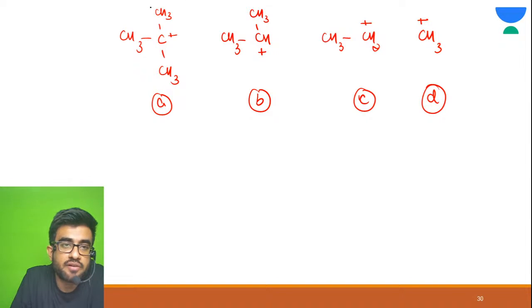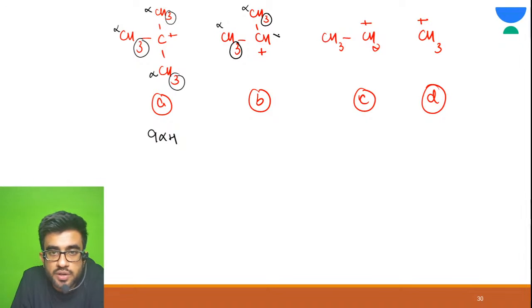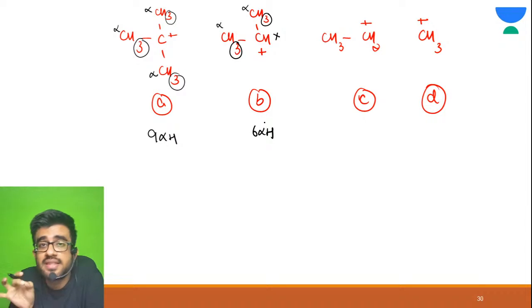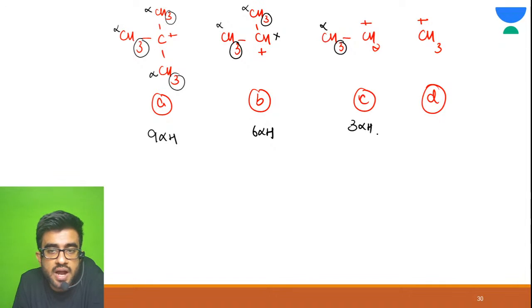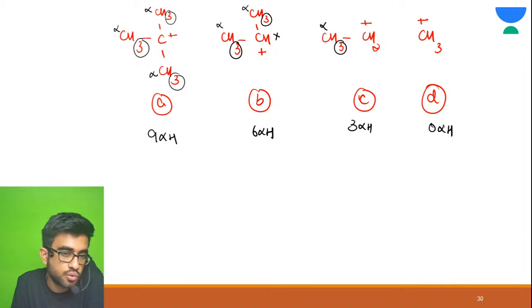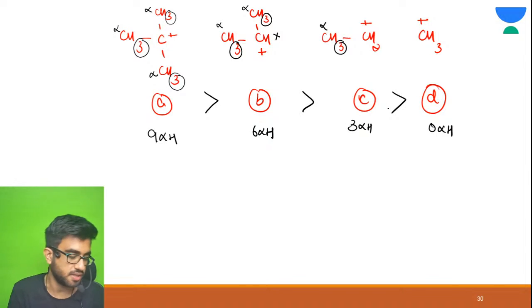See, this is your alpha, this is your alpha, this is your alpha. 3 3 3, so it has 9 alpha hydrogen, correct? Now this is your alpha, which is directly attached to your carbocation. So you need to consider only these hydrogen. You don't need to consider this. It has 6 alpha hydrogen. First identify alpha carbon, then identify alpha hydrogen. Here, this alpha has only 3 alpha hydrogen, and this one has 0 alpha hydrogen. More the alpha hydrogen, more is the stability. A is most stable, then B, then C, and last one is D.